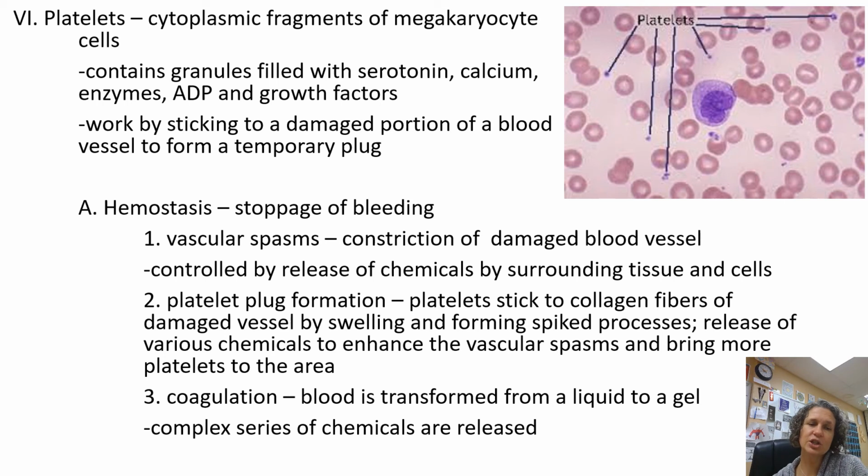And you have several stages. First, you have vascular spasms, and this is where the blood vessel will start to constrict, and so it slows the blood flow. The tissues around the damage, the cells around the damage, release chemicals, and that causes that constriction. And then you have the platelets sticking to the fiber, sticking to each other and forming this plug. And again, various chemicals continue to enhance the spasms. They send out a signal, bring more platelets to the area. And so the plug starts to form.